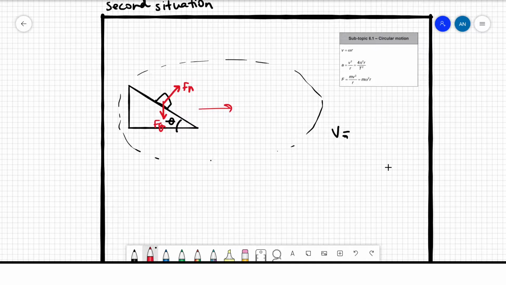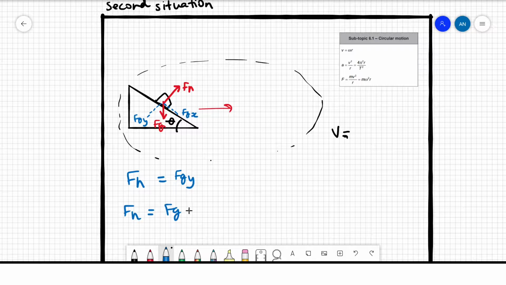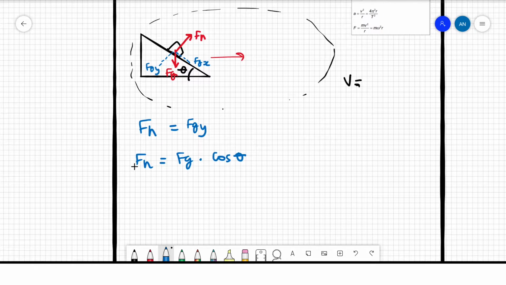What we have to do is break down Fg or Fn into its components, where we know that F normal is equal to Wy, or Fgy, because this is the y direction and this is the x direction for Fg. So this is Fgx, this is Fgy. By previous knowledge of mechanics, Fn is equal to Fg times cos theta, because that is what Fgy is. And therefore, we now know F normal is Fg times cos theta.